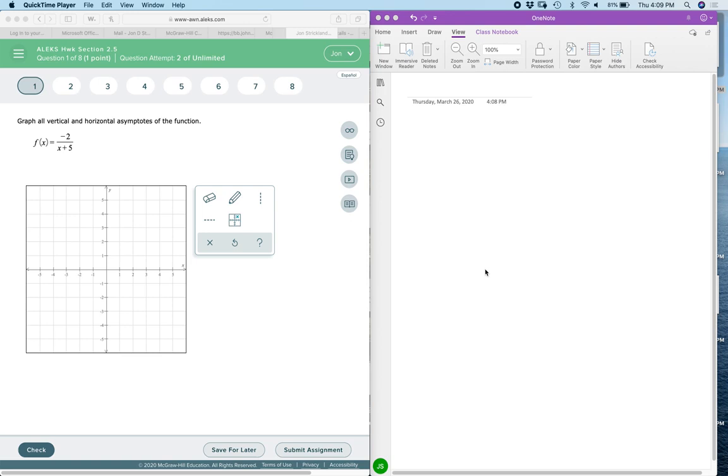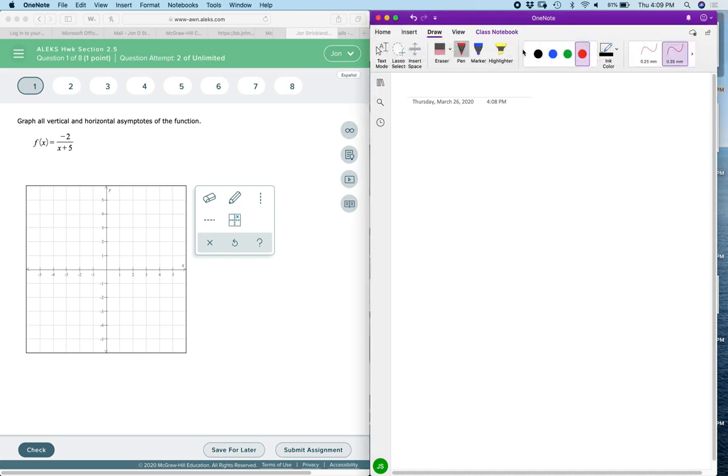All right, for what we have in ALEKS for section 2.5, in the first problem we're looking at graphing all horizontal and vertical asymptotes of the function. We have f of x is equal to negative 2 over x plus 5. In the setup, we look for the vertical asymptotes, if there are any.